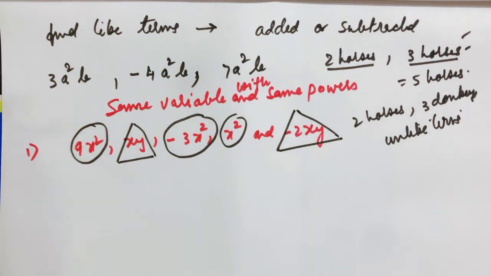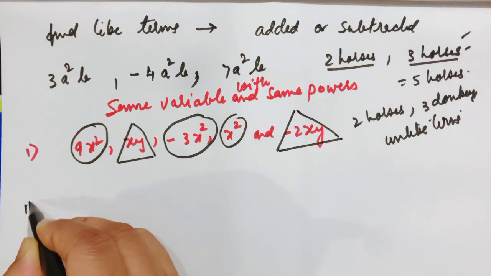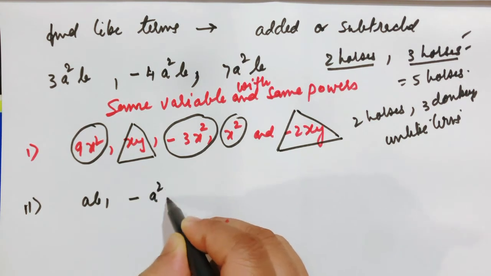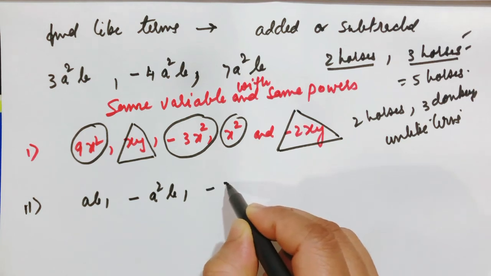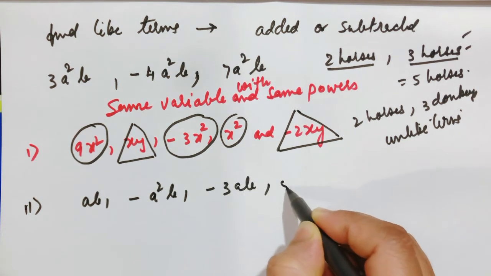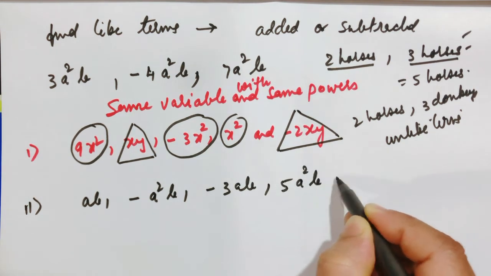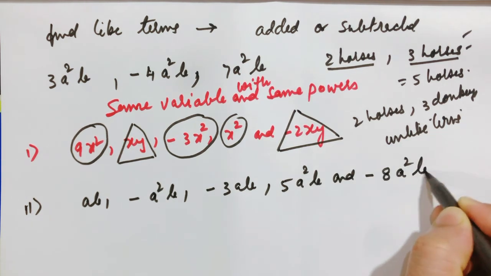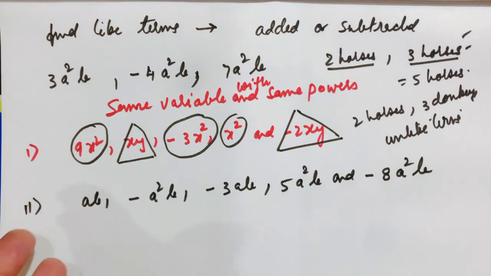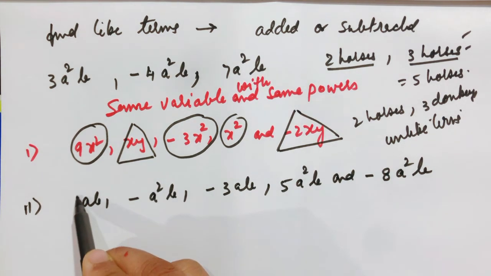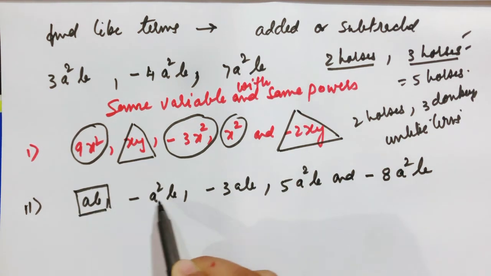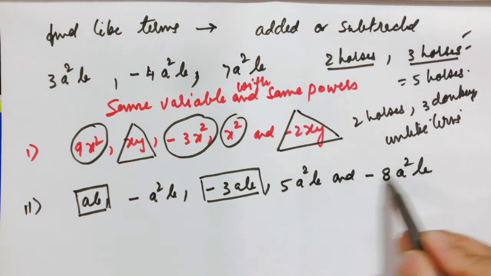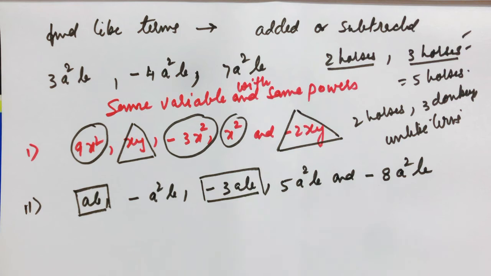Then take anything. For example, number 2. They have given you ab, minus a square b, minus 3ab, 5a square b and minus 8a square b. So what can you say over here? Have a look. This ab, are there any other ab? Yes, minus 3ab. Are there any more ab? No. So they are like terms.